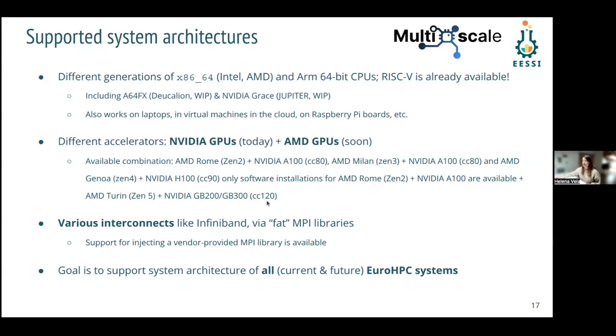So pretty modern architectures. And EESSI does not only support different architectures, but also different interconnects like InfiniBand, OPA, this kind of interconnect, because that's also a bottleneck. And just as I mentioned before, the goal is to support the architecture for all EuroHPC systems, and that means the ones that already exist and the future ones, just as Jupiter, for example.